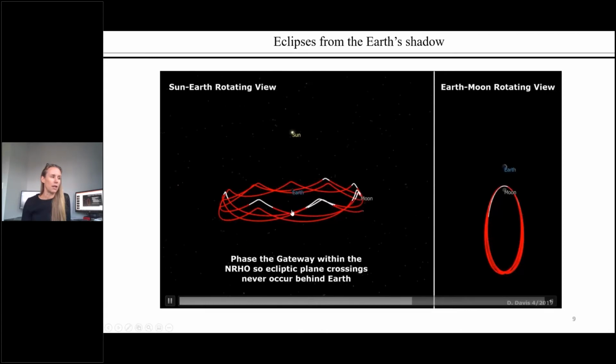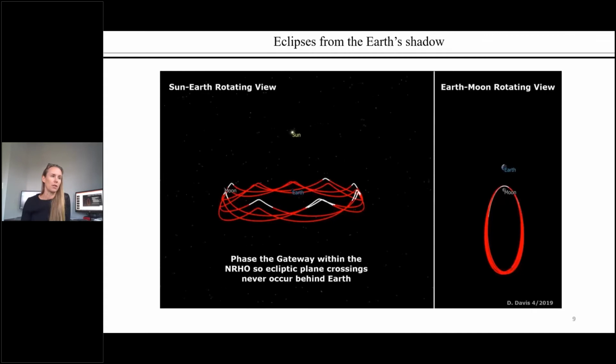So you don't see a parallel passage or an ecliptic plane crossing when we are behind the Earth and in the shadow. So Dave phased the gateway within the NRHO to avoid the ecliptic plane crossing, so they never occur behind the Earth.